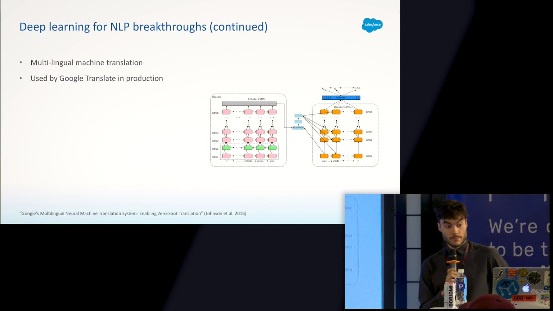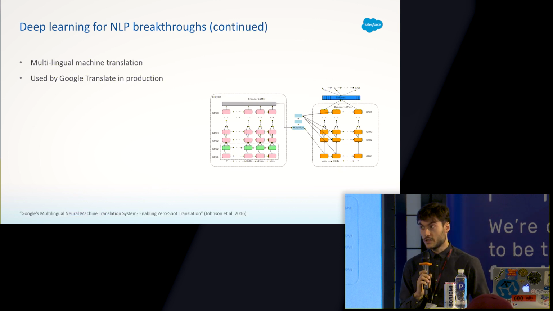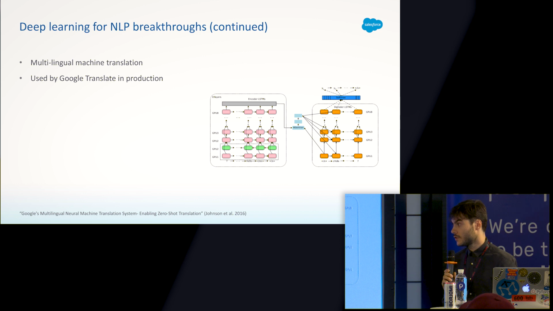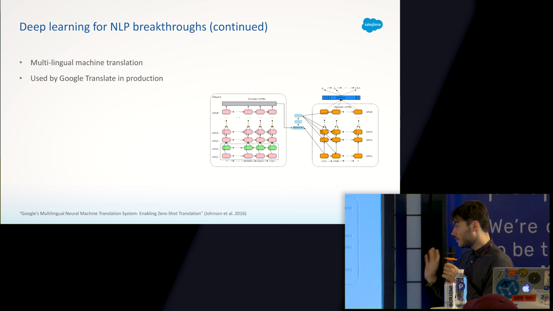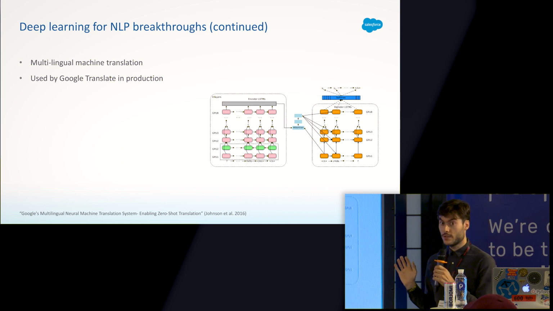Another breakthrough that I really like, because this one is actually used in production, is the way Google does multilingual translation. They actually used it in production at least in 2016, because that's what they revealed to the public. I don't know what they do these days, but I'm assuming it's not too far off.